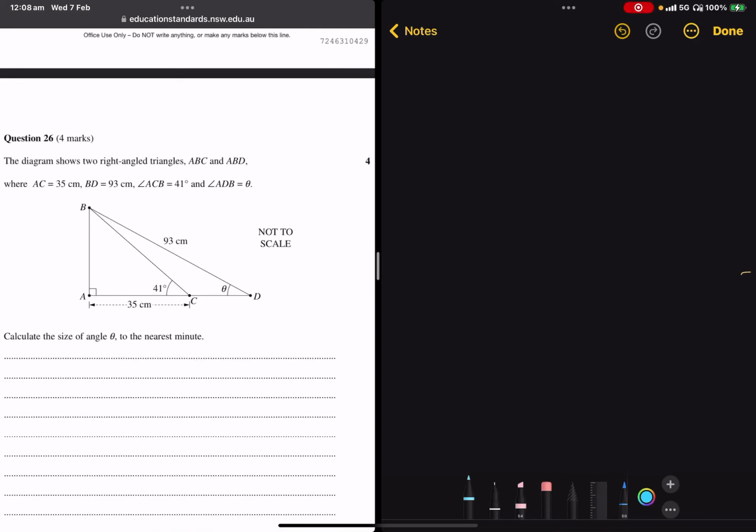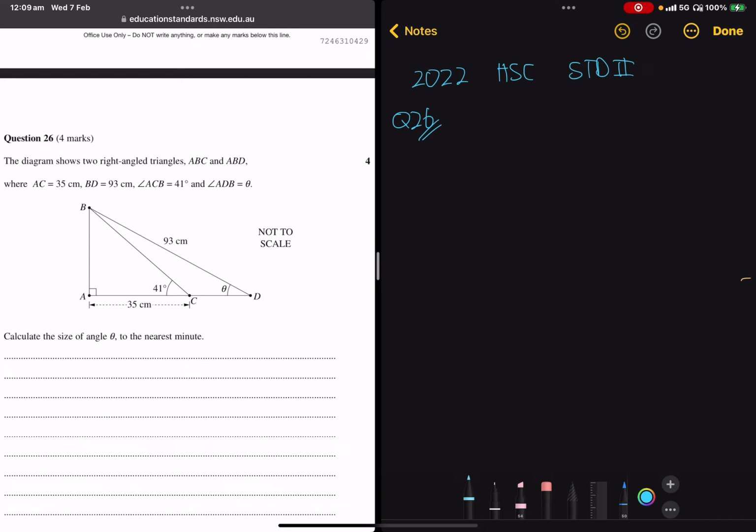Okay, so we're going to have a look at another question from the 2022 HSC Standard 2 Maths paper. This is question 26. We're told the diagram shows two right-angled triangles, ABC and ABD. We're told AC is 35 centimeters, BD is 93, angle ACB is 41, and angle ADB is theta. We are asked to calculate the size of angle theta to the nearest minute.